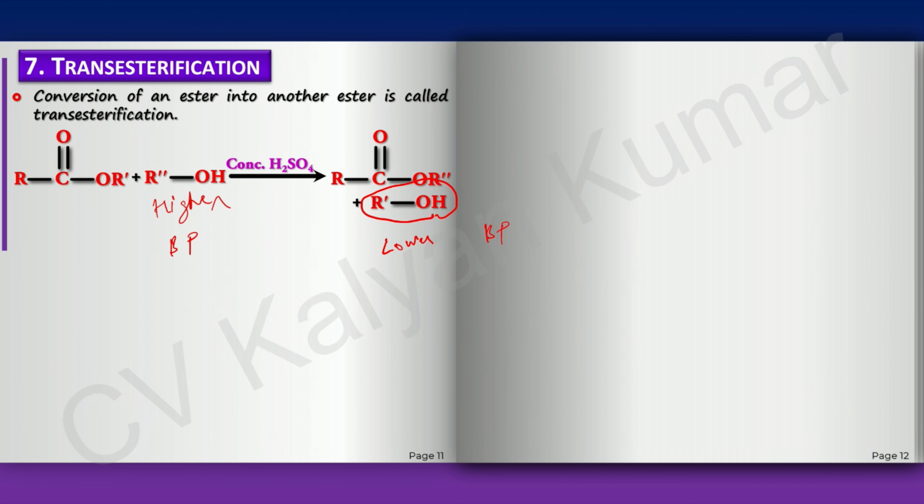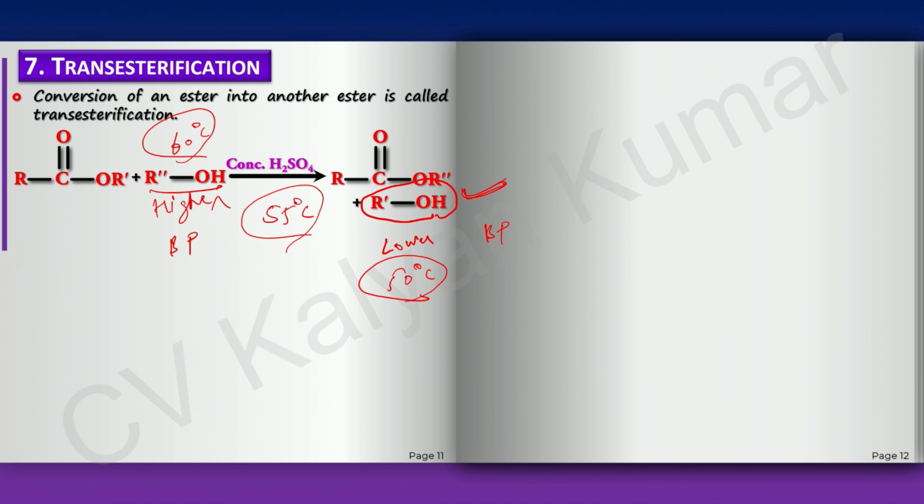Why? Let's say, for example, its boiling point is 60 degrees Celsius, and this guy's boiling point is 50 degrees Celsius. I'll keep the reaction temperature at 55 degrees Celsius. So this is not going to boil, so this will remain as liquid. But this, whose boiling point is 50, if the reaction is 55, then obviously this will not form as liquid. It will only form as vapor.